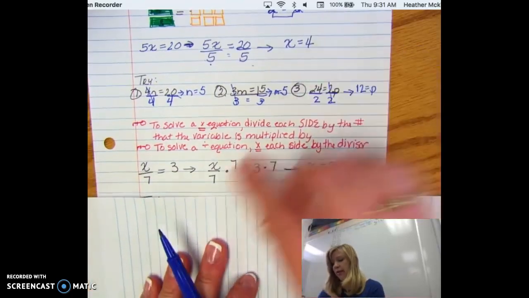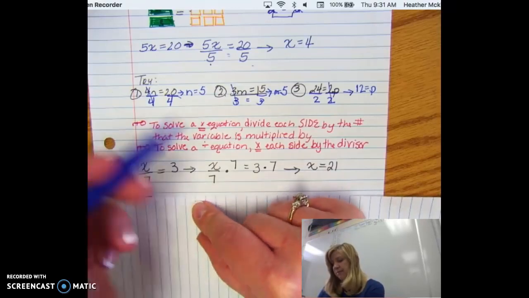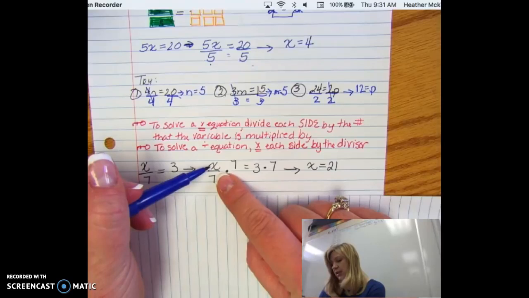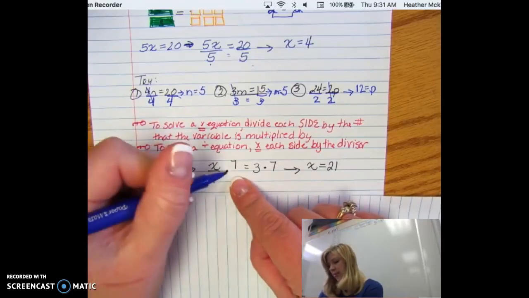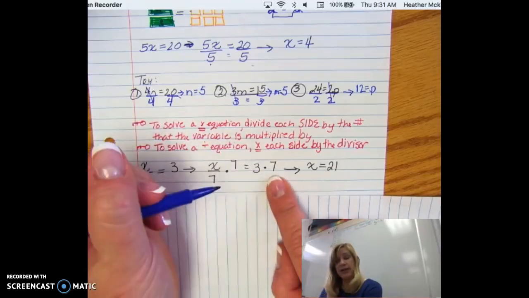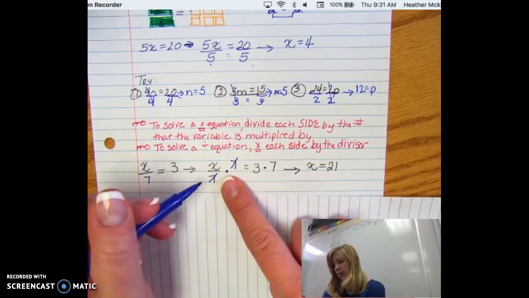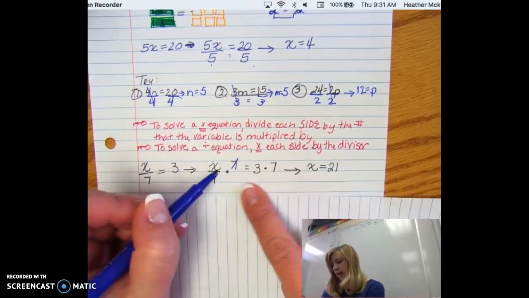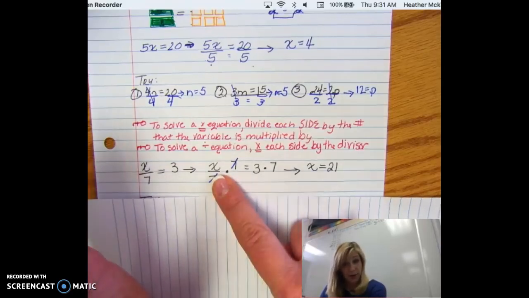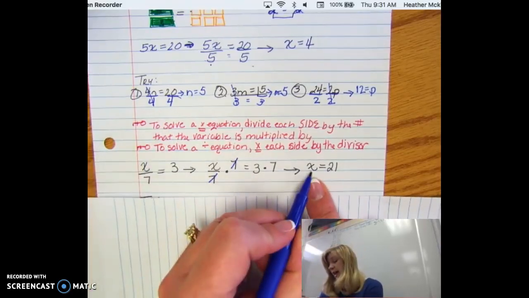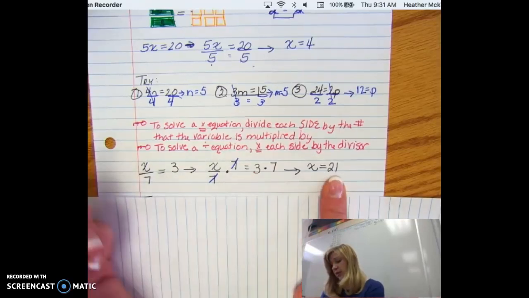So if you have x divided by 7 equals 3, what we are going to do is multiply this side by 7 and this side by 7. So watch what happens. When we cross reduce, that will cancel out. And so we get x by itself. Remember, it's the naughty variable that has to be all by himself on one side. So it's x equals 21, because 3 times 7 is 21.